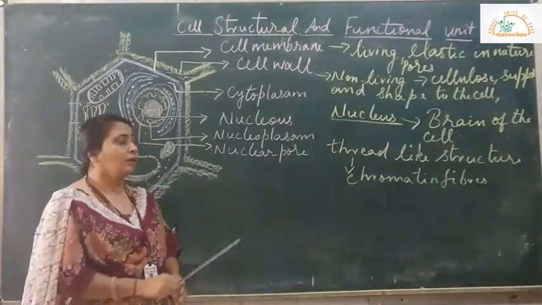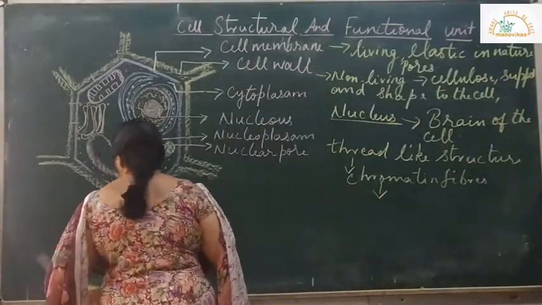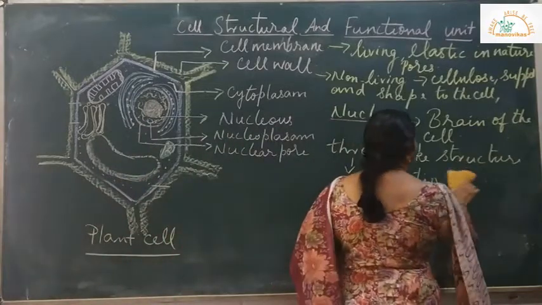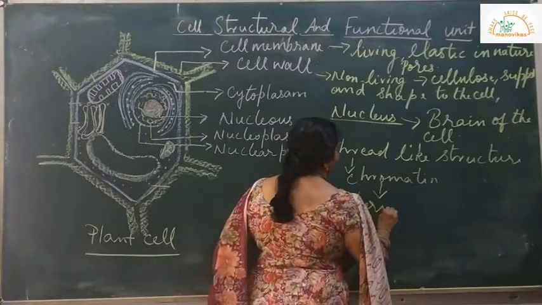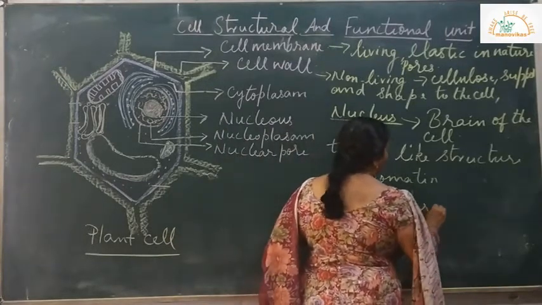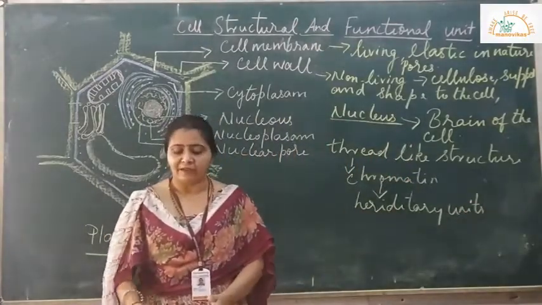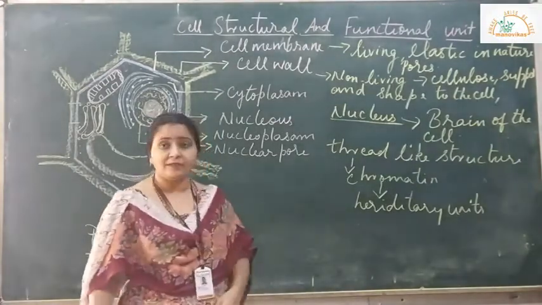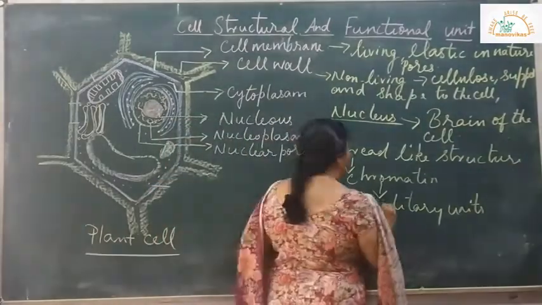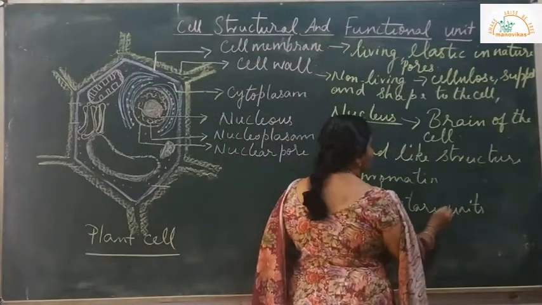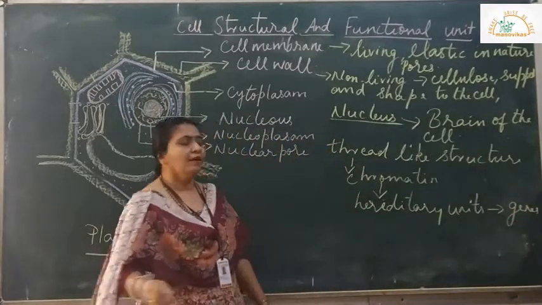The chromatin contains the hereditary units. What are they called? They are called genes.